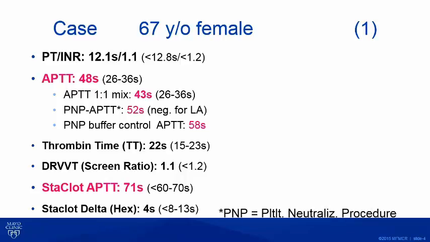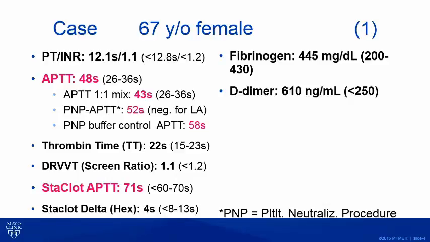The StaClot APTT, which is a proprietary PTT reagent that has extra sensitivity for lupus anticoagulant, is prolonged, and that's a 1-to-1 mixing study, so it suggests inhibition. Adding extra phospholipid, the Hexagonal phase (Hex) delta test doesn't significantly shorten the clotting time, so it looks like it's not a lupus anticoagulant, but there is an inhibited APTT for this person. The fibrinogen is a little elevated. D-dimer is a little elevated.